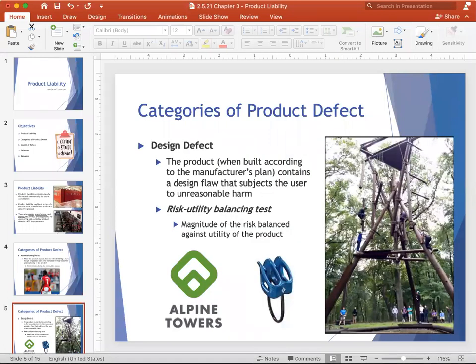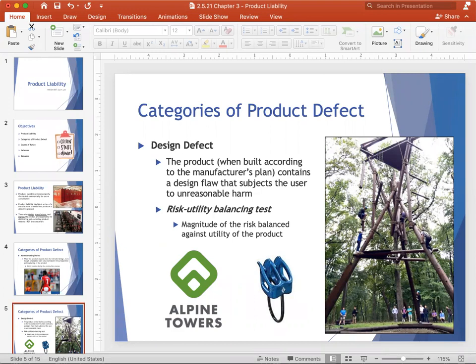Another category of product defect is a design defect. Now, a design defect occurs when foreseeable risks of harm posed by the product really could have been reduced or avoided during the design of the product. Essentially, when designing the product, an alternative design would have created a safer product for the consumer.